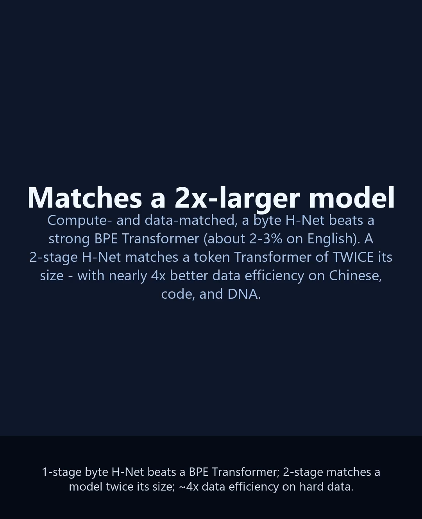Now the headline numbers, measured in bits per byte for a fair comparison. When compute and data are matched, a one-stage byte-level HNet already beats a strong BPE transformer by around 2 to 3% on English. Push to a two-stage hierarchy and it matches a token-based transformer of twice its size. And on Chinese, code, and DNA, where tokenizers struggle most, HNet reaches nearly 4 times the data efficiency of the baselines. The messier the data, the bigger the win.